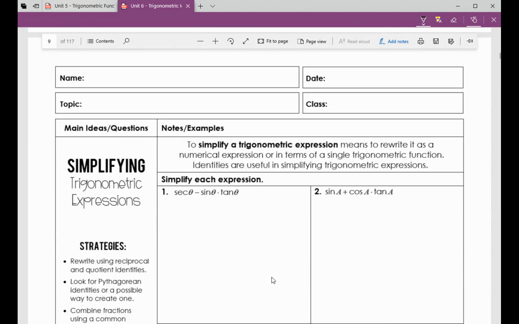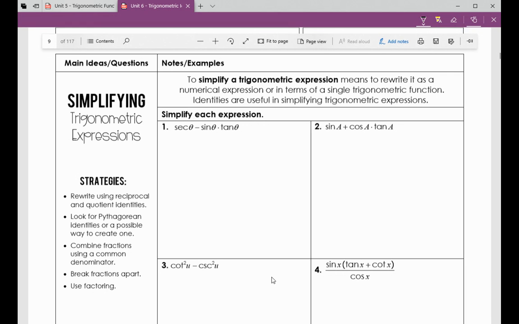And now we're going to get into simplifying trig expressions. And this is a little bit different because when we solve these or simplify them, that means rewrite this whole expression as a numerical expression. Rewrite it as 1, rewrite it as 2, rewrite it as 29, a number, or in terms of a single trig function. Okay? Identities are useful in simplifying trig expressions. So we have 12 examples to go through.